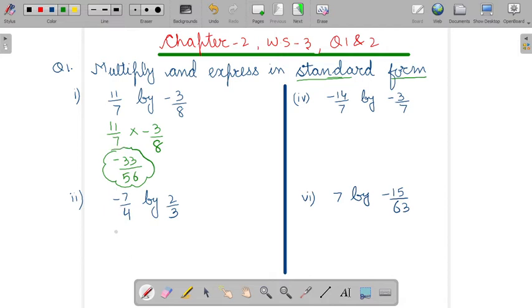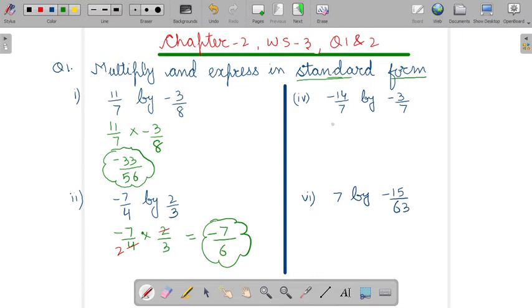Second part. Again we will do the multiplication. Minus 7 by 4 multiply 2 by 3. Now let's see here. Can we cancel any term over here? Yes, we can. So 2 and 4 we can cancel it. Now any other term? No, we can't cancel any other term. So minus 7 upon 2 multiply 3. So what would it be? 2 multiply 3 is 6. So minus 7 upon 6 would be the answer.